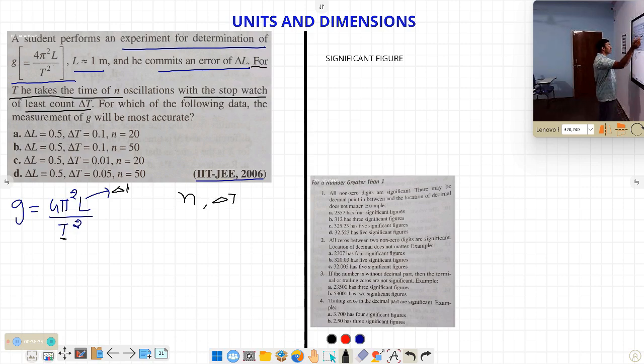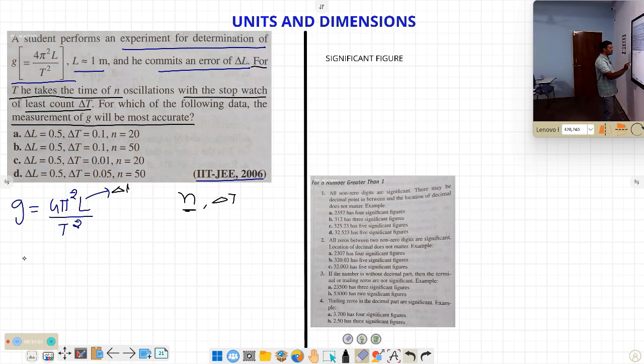So using the following data, what they are asking is which measurement of the g value will be most accurate. So in the 4 readings, options A, B, C, D, which is the most accurate reading for measuring the g value? To calculate the most accurate value of g, first, what factors does it depend on? It depends on the length, time, and number of oscillations also.